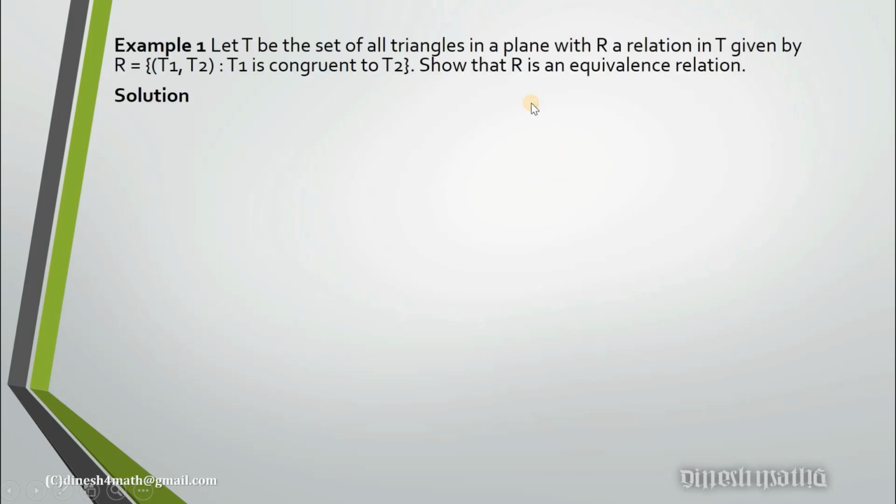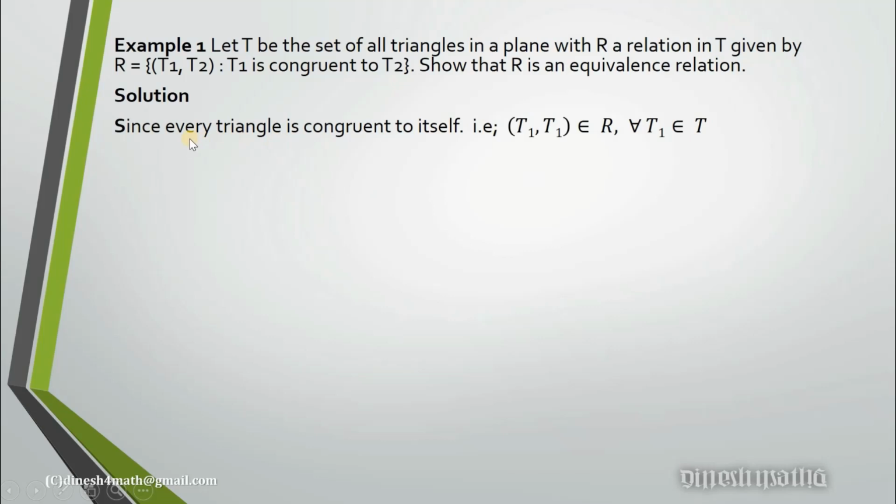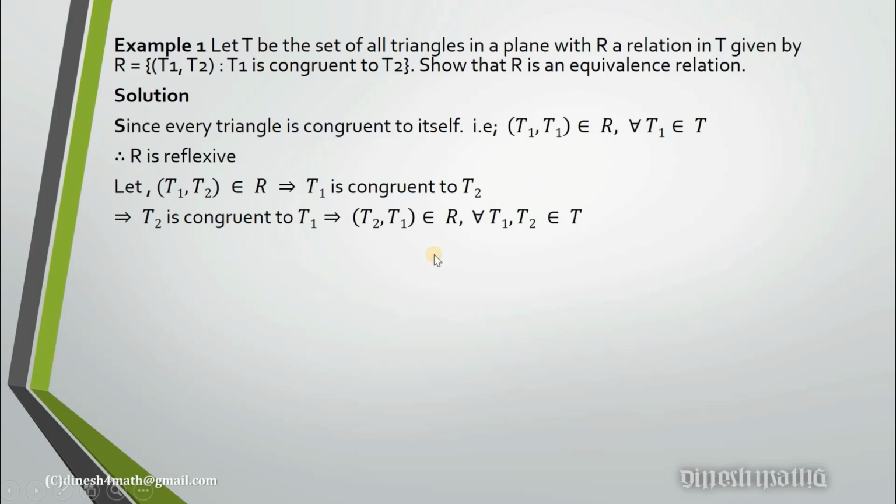So the same question, the solution. This is another way of writing. See, the notation only changes. Instead of writing T1 related to T1, I wrote T1 comma T1 belongs to R for every T1 belongs to T. It's up to you. If you like this way, you can write that way also. So R is reflexive. Now in the same way, let T1 comma T2 belong to R. That implies T1 is congruent to T2. So T2 is congruent to T1.